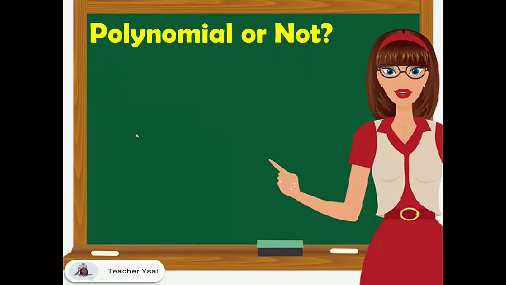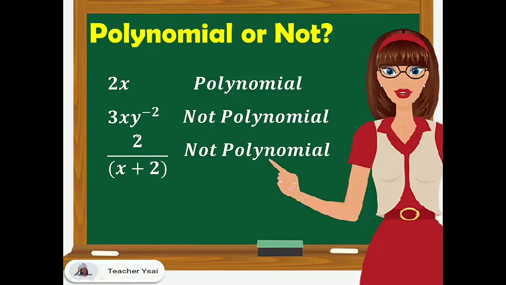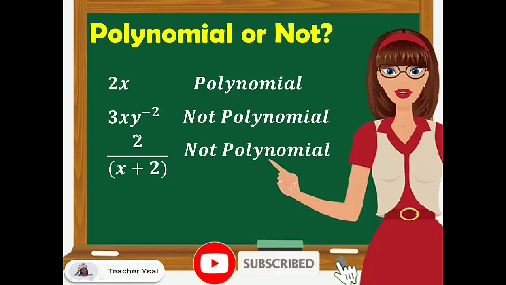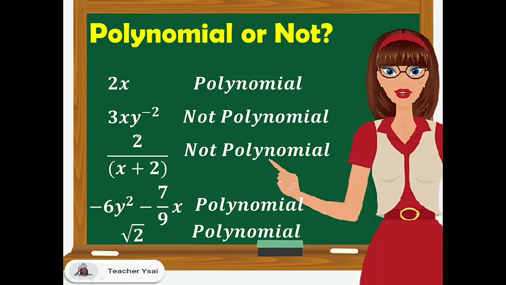Identify if the given is polynomial or not. 2x. The answer is polynomial. 3xy to the negative 2. Answer, not a polynomial since the exponent is negative. 2 over x plus 2. The answer is not polynomial since dividing by a variable is not allowed. Negative 6y squared minus 7 over 9x. The answer is polynomial. Square root of 2. The answer is polynomial since square root of 2 is a constant.